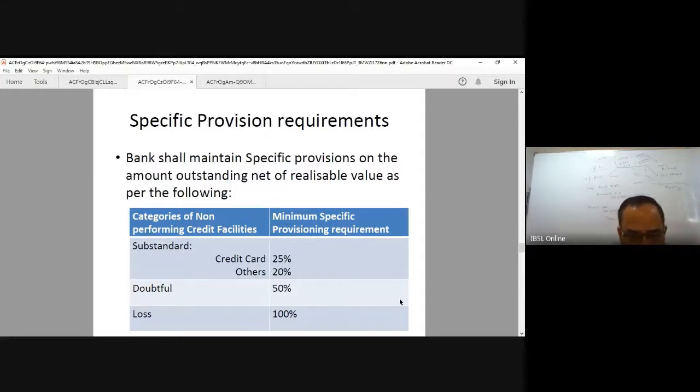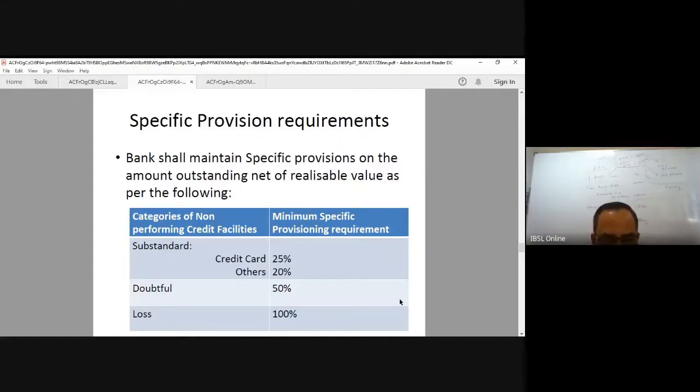Then if it is doubtful, going into more than 1 year, less than 1.5 years, doubtful means 50% provision required. If it is a loss category, more than 18 months overdue, and when it comes to a credit card, more than 180 days overdue, that's loss, and the entire amount has to be provided for in the accounts. The specific provision has to be 100%.